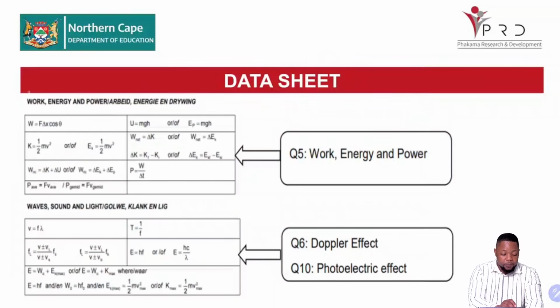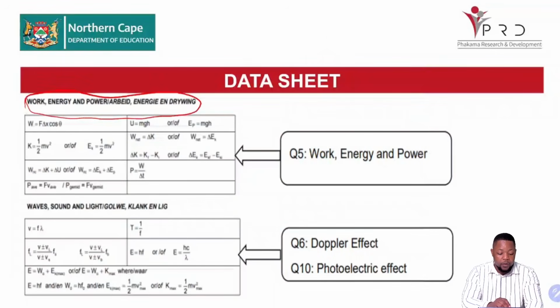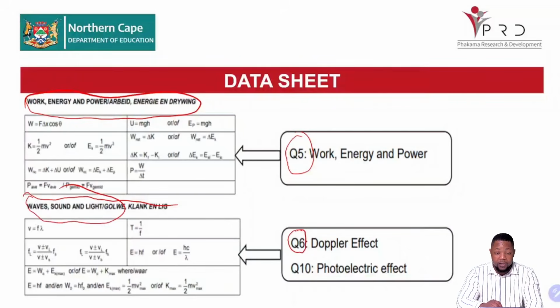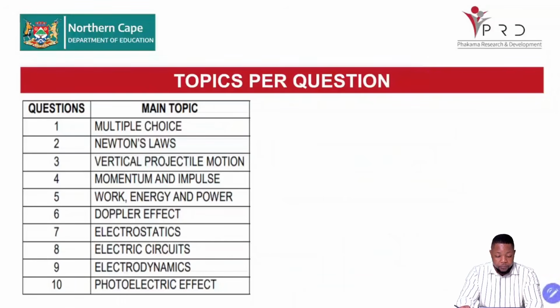Continuing with the data sheet, there is another block where we look at work, energy, and power. Those formulas are given there. So you should know that that is question 5. Then we have wave, sound, and light. You use these formulas to answer question 6, that is your Doppler effect, and question 10, that is your photoelectric effect. So know your data sheet, know all the formulas, know all the symbols, know all the constants before you sit for your examination.